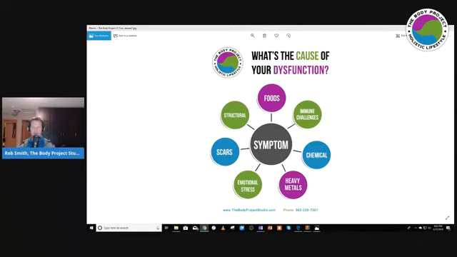It can be foods. It can be immune challenges like bacteria and viruses and parasites. It can be chemical, heavy metals, emotional stress, scars. So it could be scars, it could be tattoos, it could be a piercing. Any of those things can create electrical disturbance within the body, leading to the pain or the dysfunction.